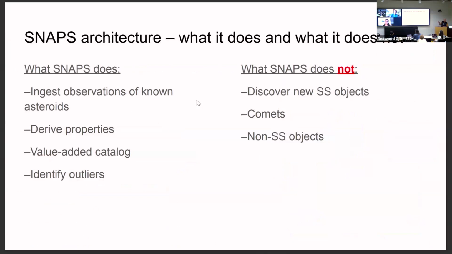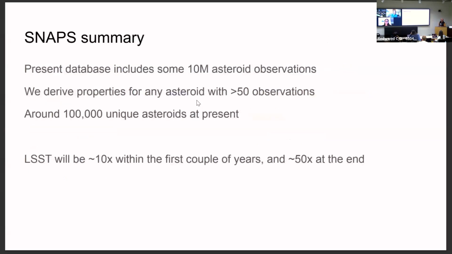It's important to briefly discuss what SNAPS does and what SNAPS does not do. On the left, what SNAPS does: we're ingesting observations of known asteroids. We're deriving various properties of those asteroids. We have a value-added catalog, and we're identifying outliers of different kinds, as I mentioned. What are we not doing? We are not discovering new solar system objects. We're not, at the moment, handling comets, although we'll get to that. We're not doing anything with non-solar system objects. It's maybe fairly obvious, but I think it's good to write those things down so that it's understood what we can and cannot do.